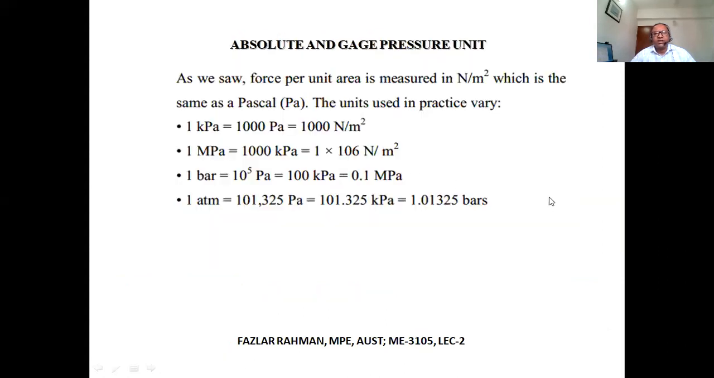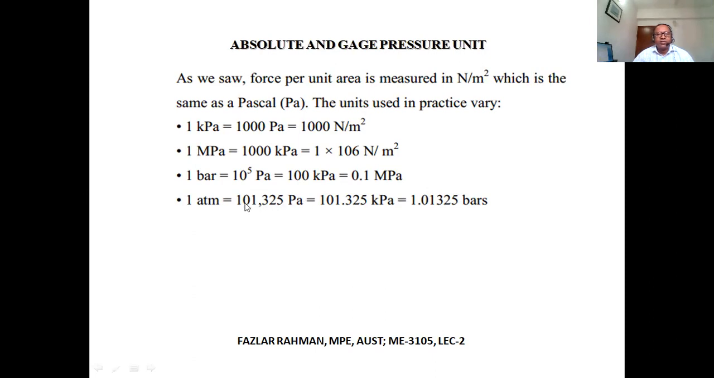Right over here, I just put some units of pressure: kilopascal, megapascal, and we also use gigapascal, right? And what is the bar? Sometimes we say 1 bar, 2 bar. Bar means 10 to the power 5 Pascal. And atmospheric pressure is close to 1 bar because atmospheric pressure is equal to 101,325 Pascal.